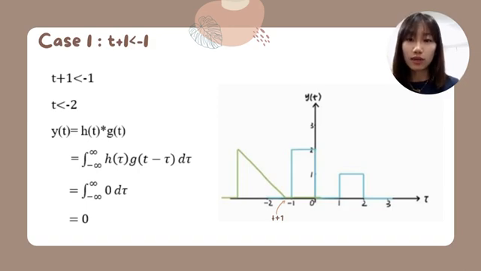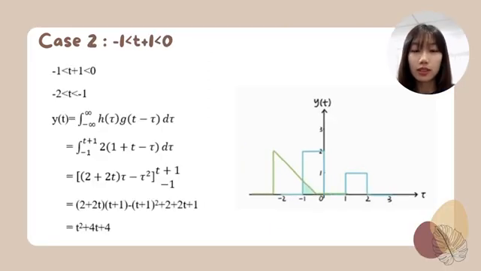So now we start from case 1 where t plus 1 is smaller than negative 1. At this point, the g signal and h signal are not overlapping. So after doing the integration, we will get 0 for t plus 1 smaller than negative 1. Now for case 2 where t plus 1 is in between negative 1 to 0, we need to do the integration. As we can see, the two signals are overlapping each other. The overlapping part is from negative 1 to t plus 1, so our limit for integration is negative 1 to t plus 1.